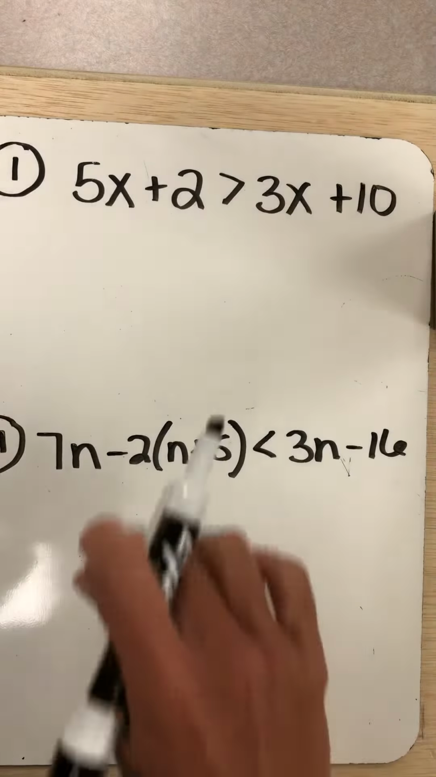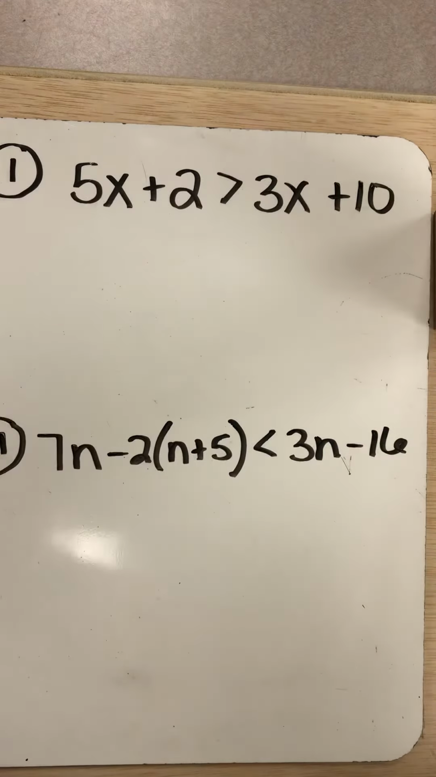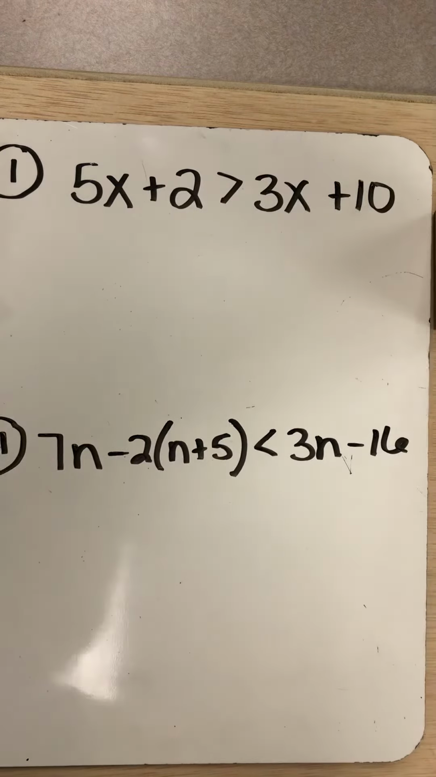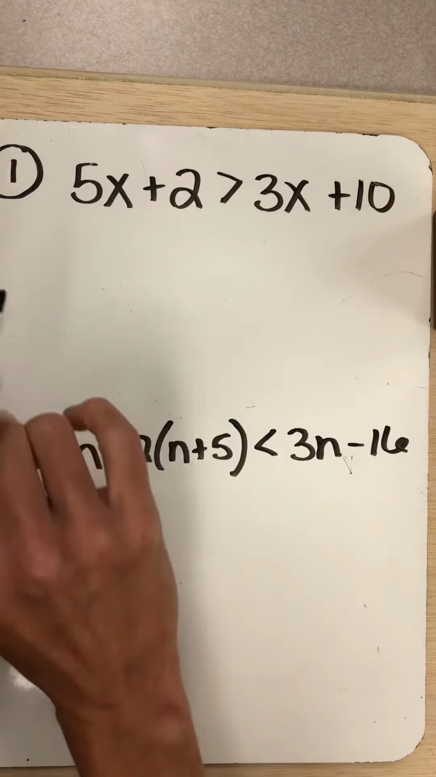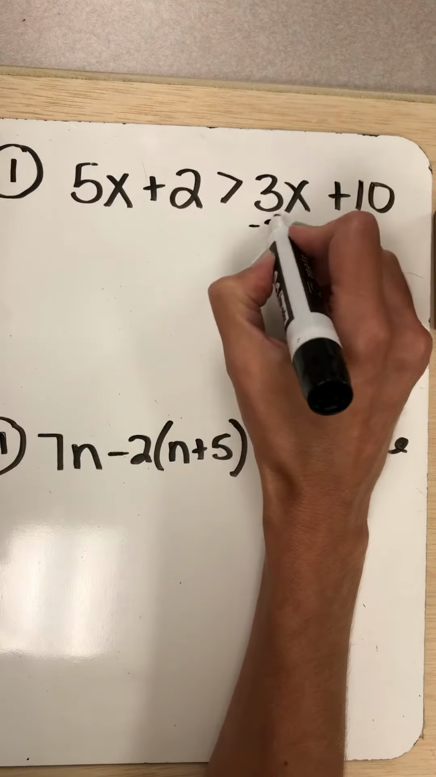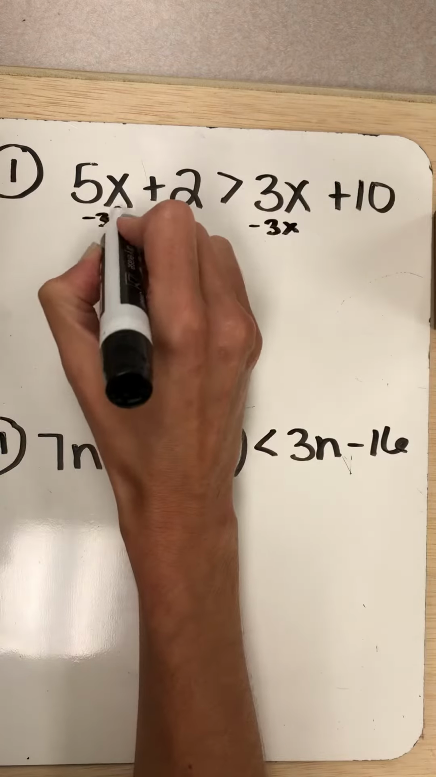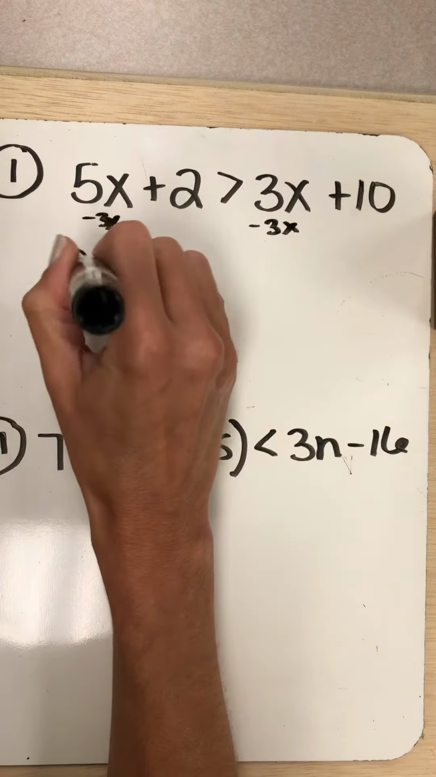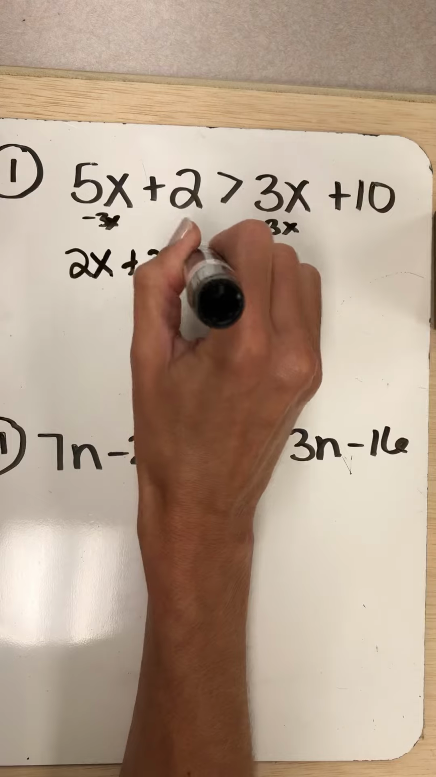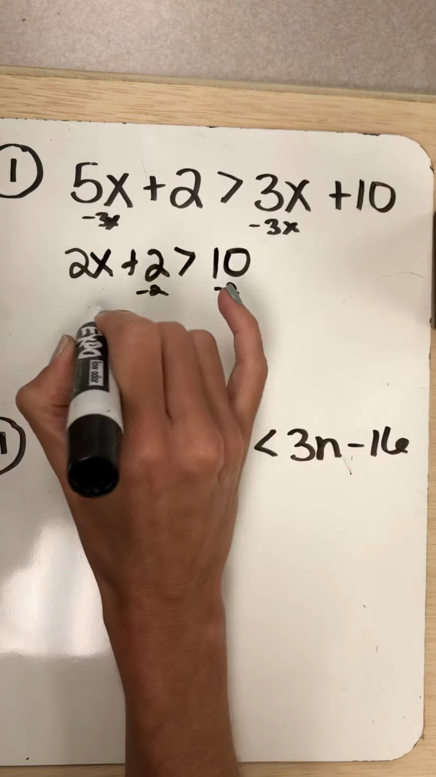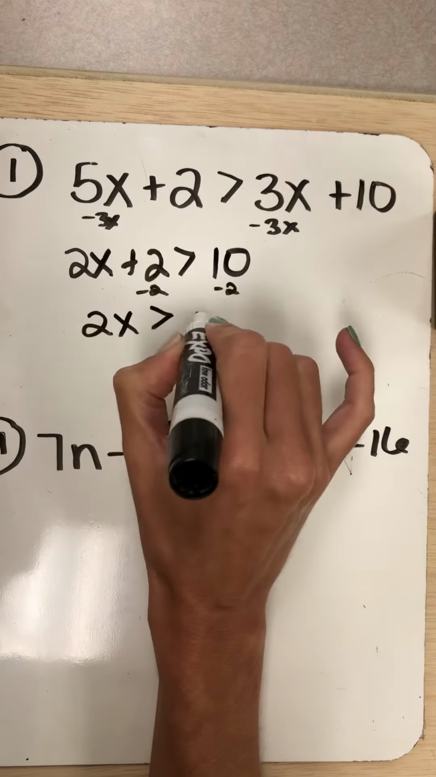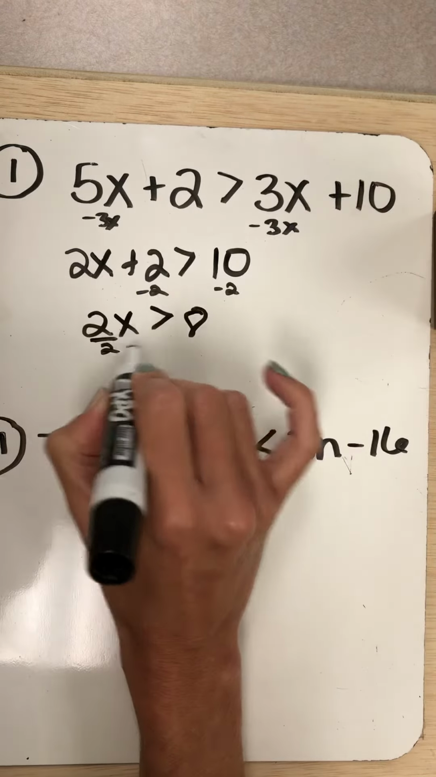So, number 1 is 5x plus 2 is greater than 3x minus 10. When we're doing inequalities like this, we're basically going to treat them like equations, which means I need to get my variables on one side. So I'm going to subtract 3x, subtract 3x. I'm going to get 2x plus 2 is greater than 10. I'm going to subtract 2 because I'm trying to isolate my variable. I have 2x is greater than 8, and I'm going to divide by 2.